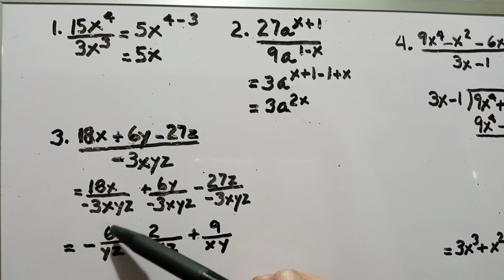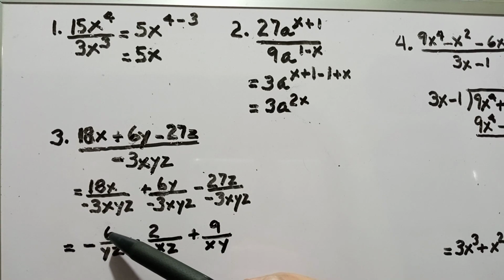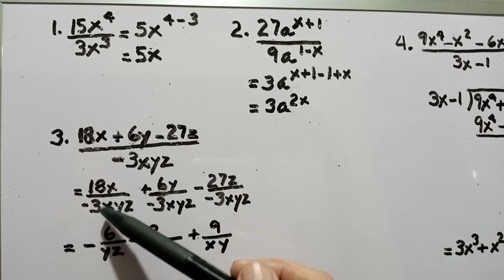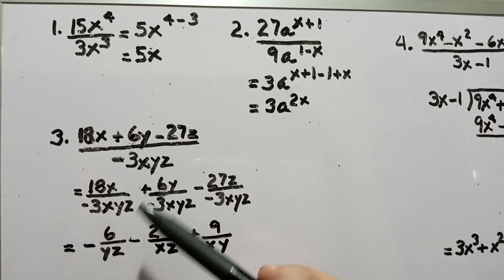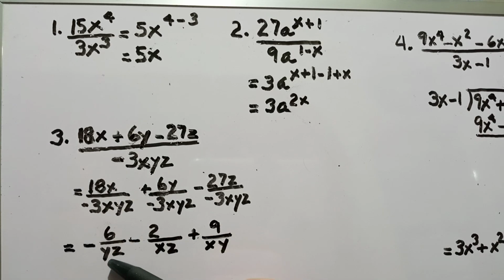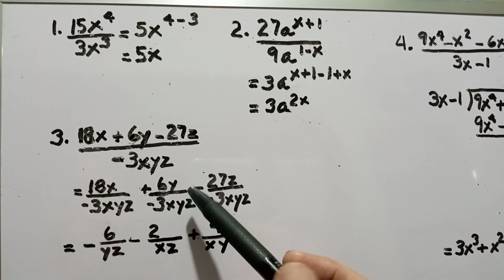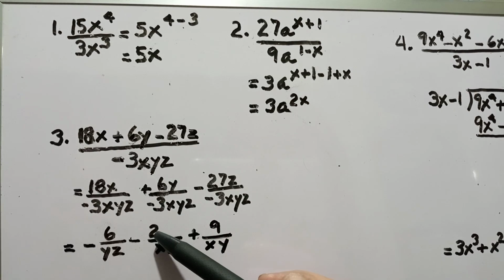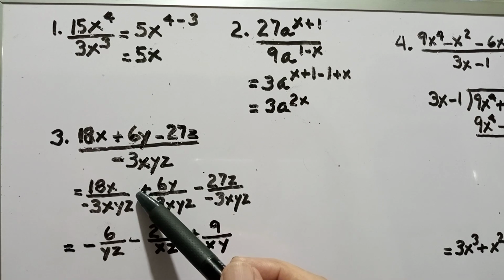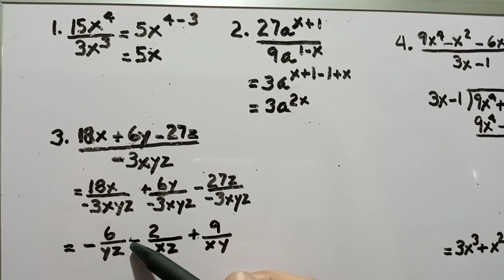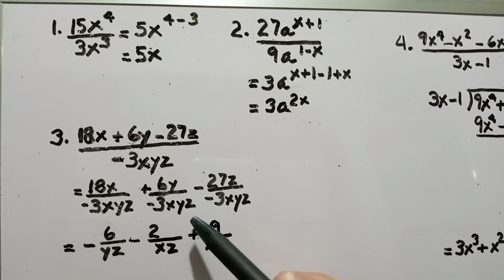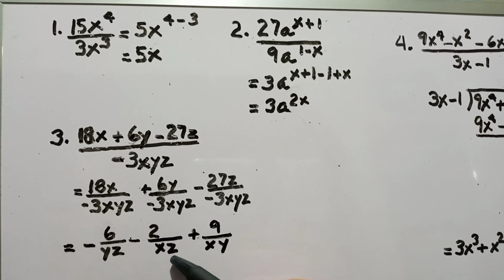18 divided by minus 3 is minus 6. That's why you have there the sign minus. And then cancel the x's. So what is left in the denominator is yz. Then 6 divided by minus 3 is minus 2. That's why this positive sign becomes now negative. And then cancel the y's. So what is left is xz.